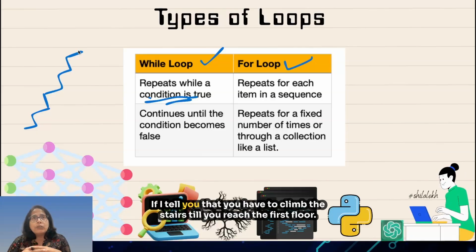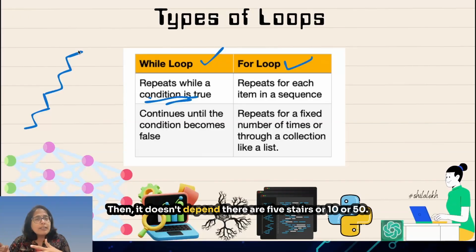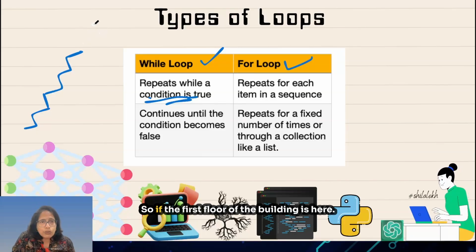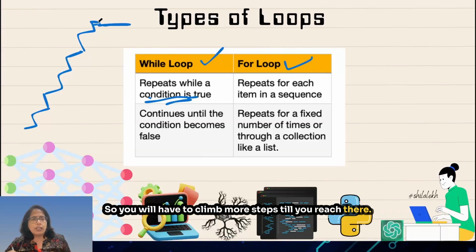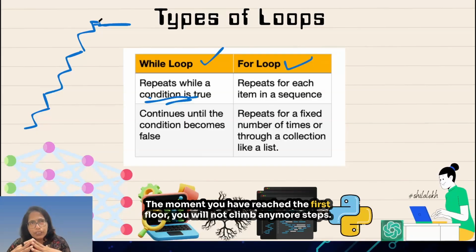If I tell you that you have to climb the stairs till you reach the first floor, then what happens? Then it doesn't depend whether there are 5 stairs or 10 or 50 you have to climb. You have to keep climbing till you reach the first floor. So if the first floor of the building is here, you will have to climb more steps till you reach there. Okay, so that means the act of climbing steps has to be done till you reach the first floor. The moment you have reached the first floor, you will not climb any more steps.